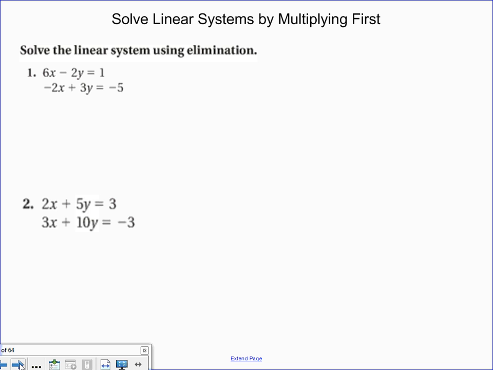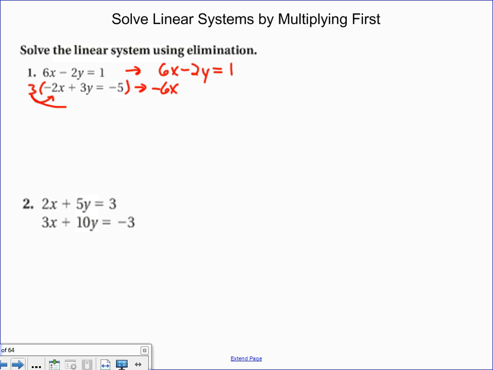Okay, next, here are some problems you can work on your own. I'll help you get going on the first one a little bit. Again, if I look at my x's and look at my y's, nothing is going to eliminate one another. But when I look at my x's, I can see that I can multiply 2 by 3 and get 6. And I just need to multiply by positive 3 because the 2x is already negative. So I'll have a positive 6x on top and a negative 6x on the bottom. So your top one doesn't change. Your bottom one, just go ahead and multiply it.